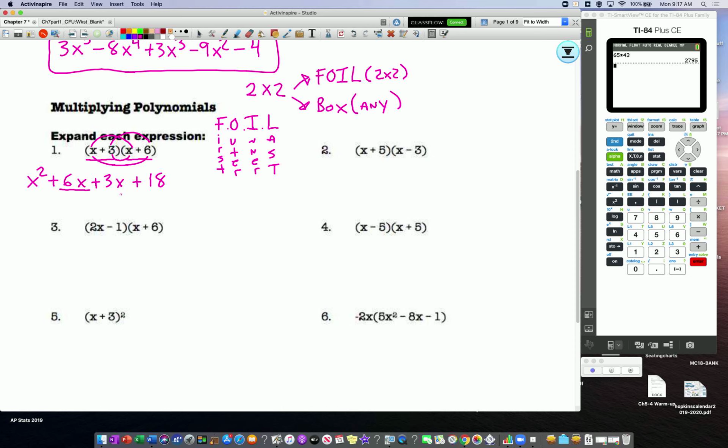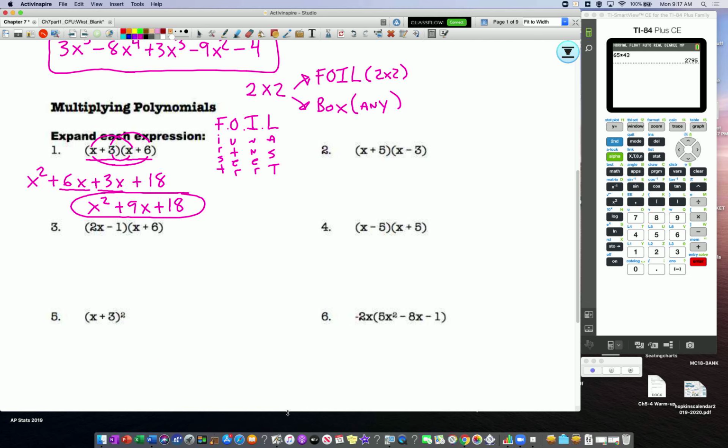So notice here the middle two terms are the same. I start with the x squared, that's my highest degree. 6 and 3 make 9x, plus 18. And I have my polynomial. So that's the FOIL method.